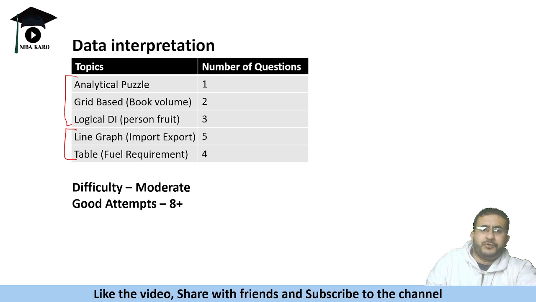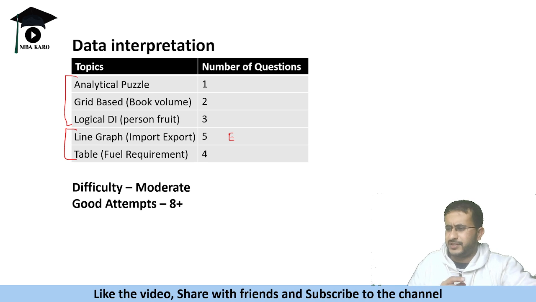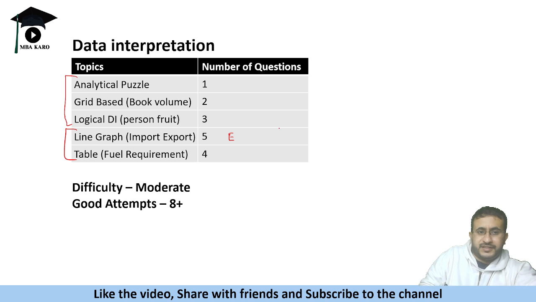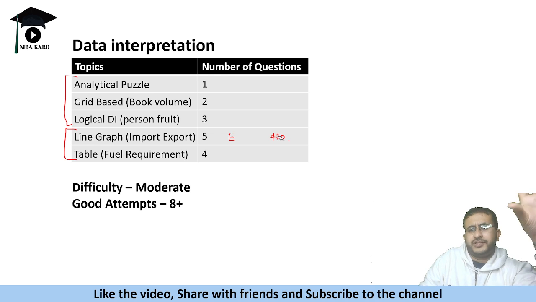So the line graph import export was a very easy set. Okay, so the ratio of import and export was given and some questions were asked on it. I have not written the values because I had done it in another sheet. One of the values I remember was 420, and in that some import was given. Not recalling the answers right now, but yes, it was an easy one. You were given the ratio of import and export, and using that you had to calculate.